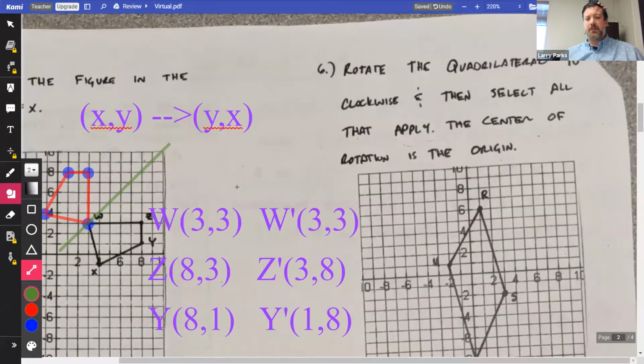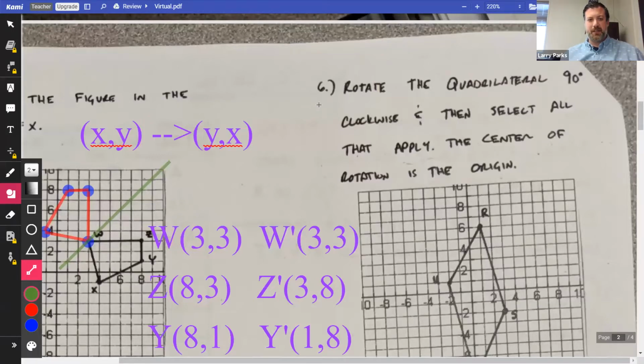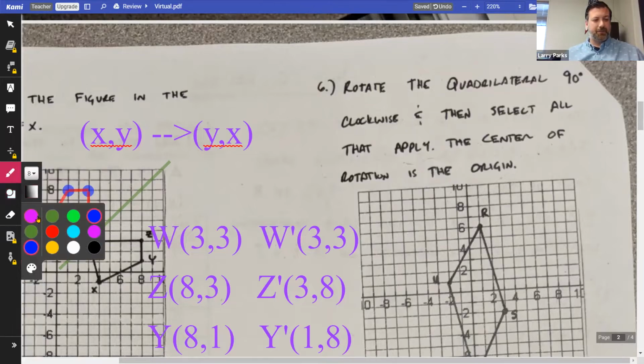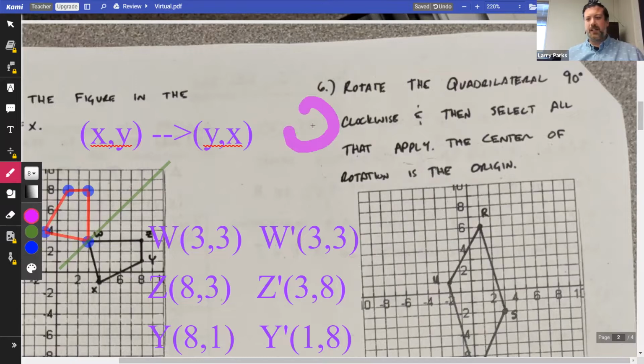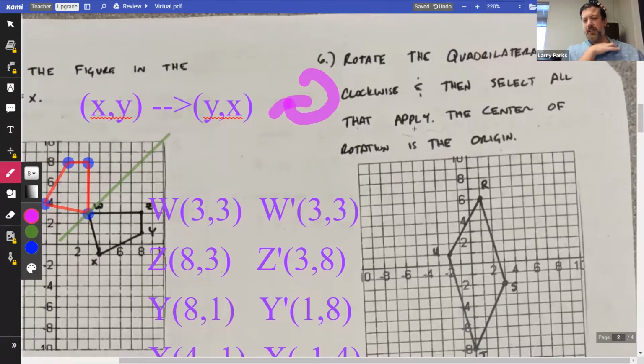All right, rotate the quadrilateral clockwise. Let me think, clockwise. How's the clock move? Clockwise means like this. Okay, that's clockwise. So that's clockwise. We're going 90 degrees. And the center of rotation is the origin.